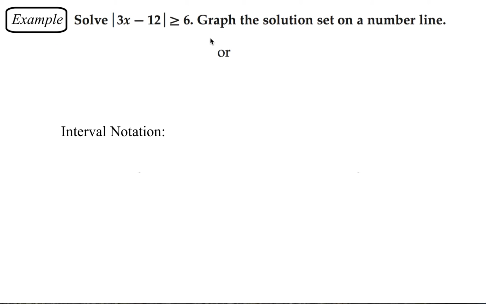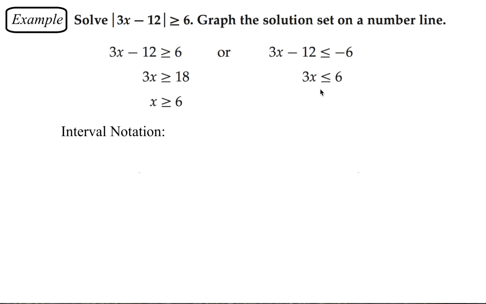So this one, solving this absolute value, graph the solution set on a number line. This says greater than or equal to, so greater than is an or statement. So we want 3x minus 12 greater than or equal to 6, or drop the absolute values, flip this and negate the right-hand side. So 3x minus 12 less than or equal to negative 6, and then solve those independently. Going to zip through that, not take a lot of time with that. You know how to do the math on that. So we have x is greater than or equal to 6, or x is less than or equal to 2.